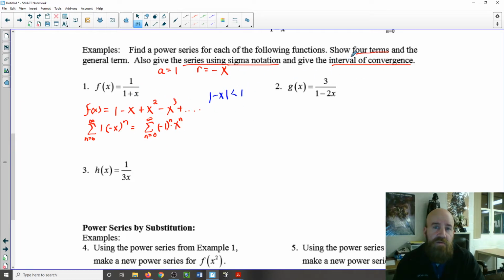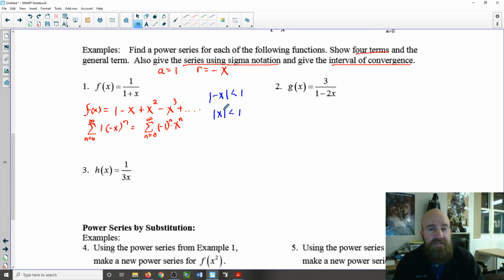We need to find the interval of convergence. That's what we do. We take our r value, the absolute value of it. We need to see what would cause this to be less than 1. So now we have to solve our inequality. So we know that that's just x, right? So those are the same thing. Absolute value of negative x, absolute value of x, less than 1.